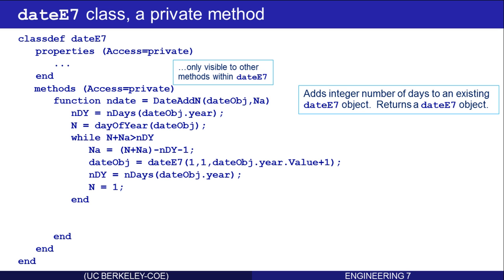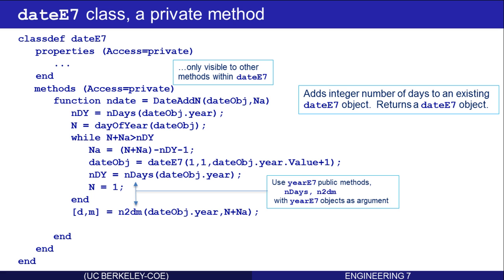The while loop exits when the number of days added to dateObj does not cause the year to change. At that point, we simply need to calculate the day and month associated with a particular day in the year associated with dateObj. The day being the first day plus the number of days that still need to be added, 1 plus nA. Both of these methods use yearE7 public methods, nDays and n2dm, with yearE7 objects as the argument.